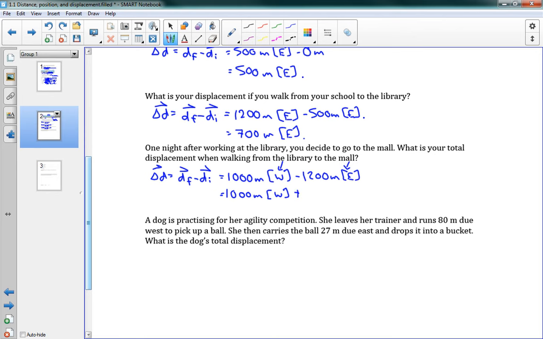If I change the sign, then this is my new statement, because I can say 1,200 meters east is equal to negative 1,200 meters west. If we change the direction to the opposite direction, we can just flip the sign. So here we have 1,000 plus 1,200. That means I'm going 2,200 meters west. Okay, and that checks out.